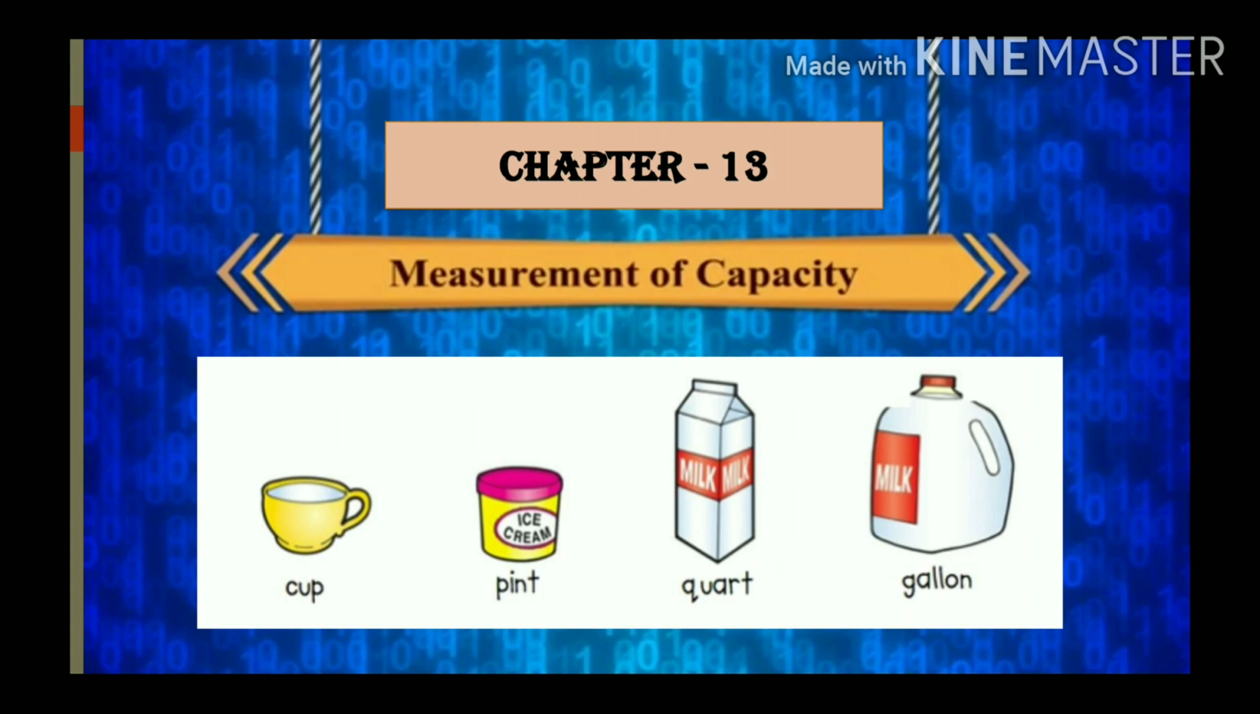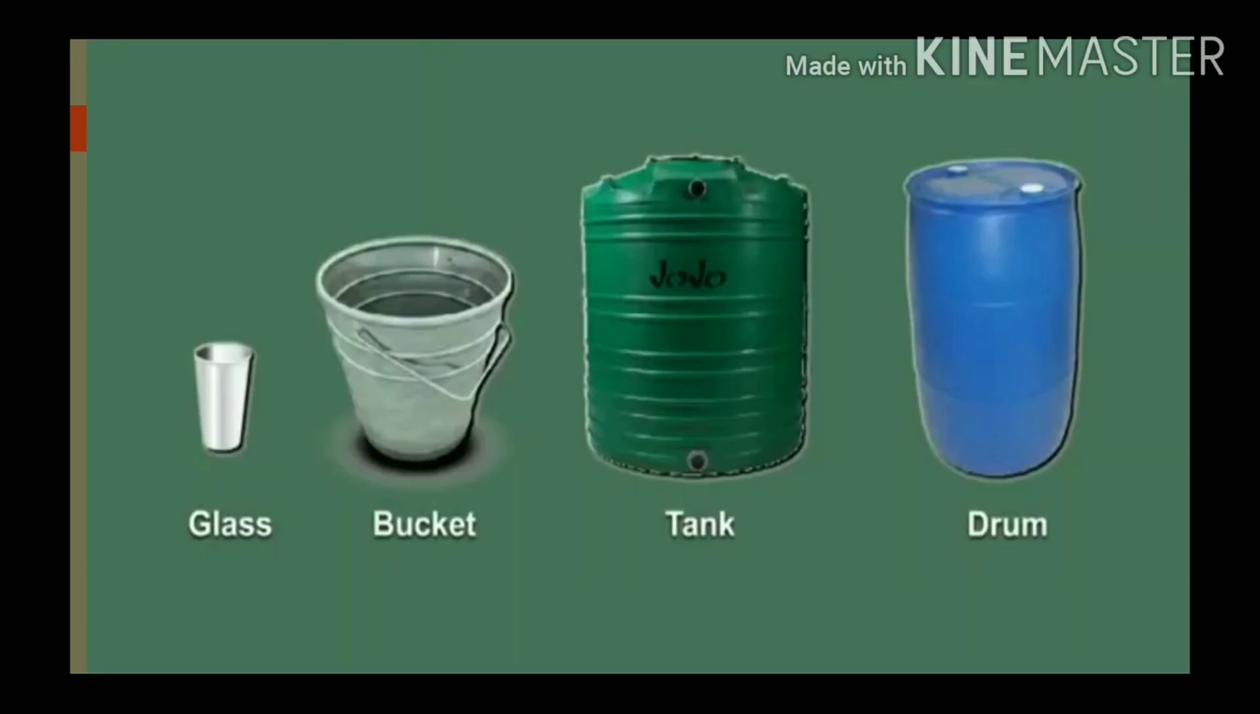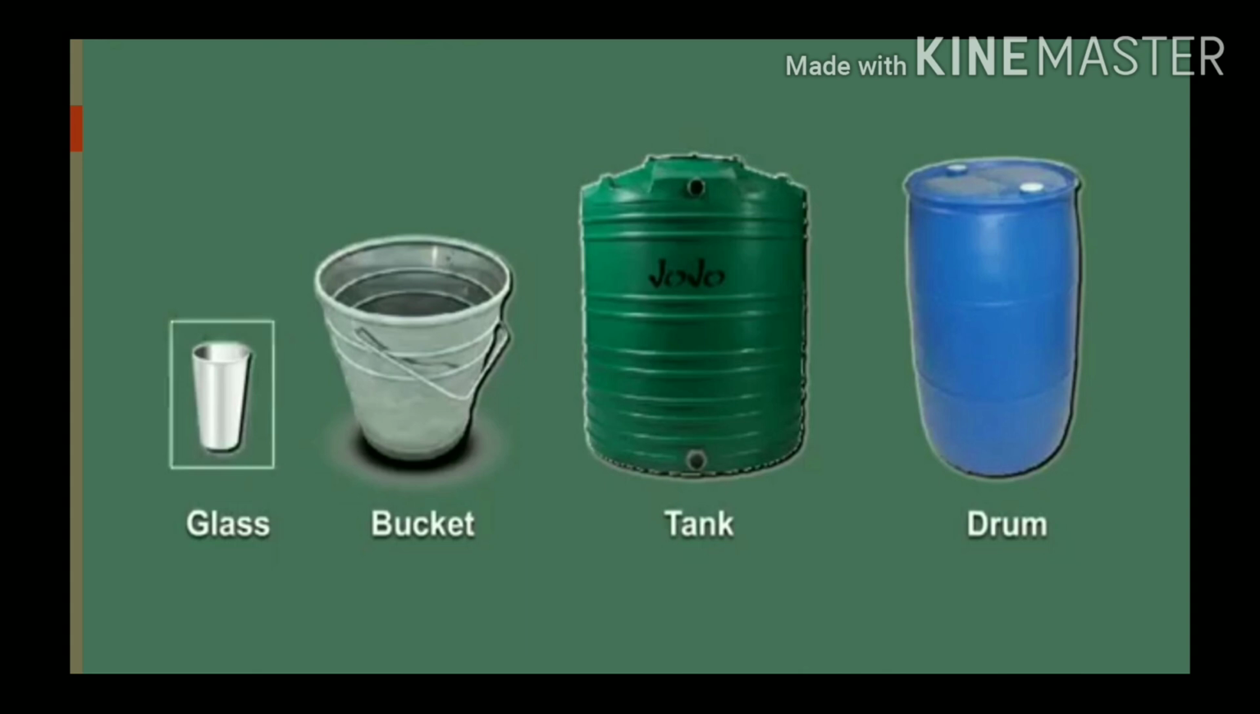So, students, let us know what is capacity. Capacity means how much a container holds, which means the quantity of liquid like water, milk, oil, etc. that a container can hold is called its capacity. Different containers can have different capacity, obviously. Bigger containers have more capacity and smaller containers have less capacity.